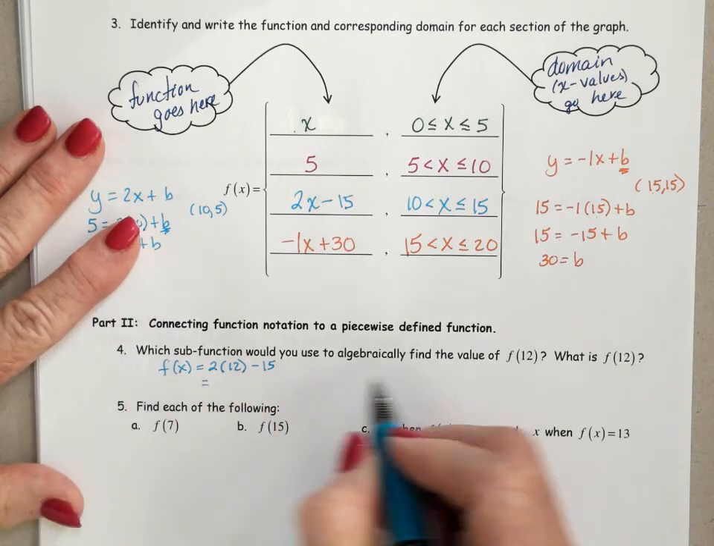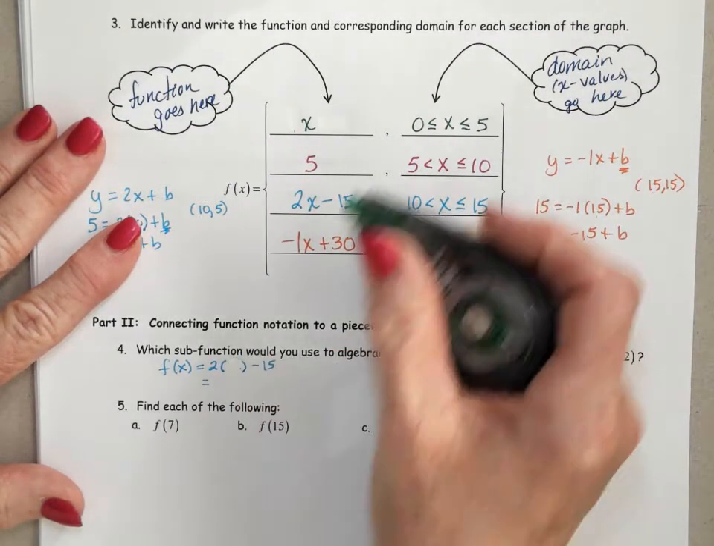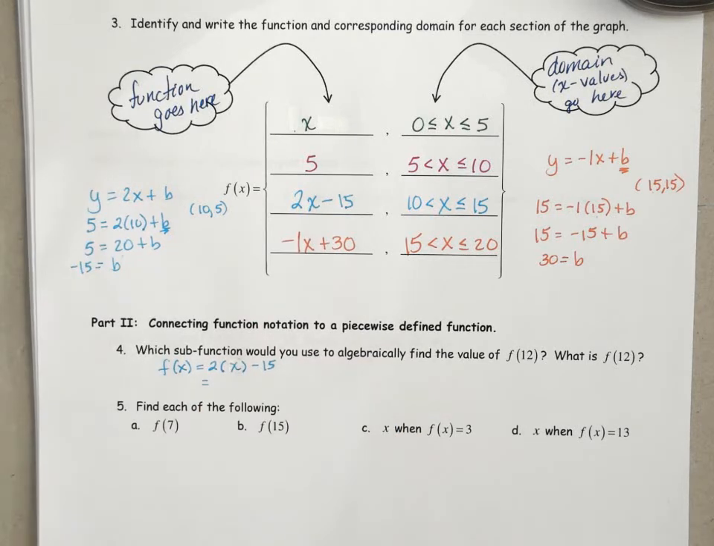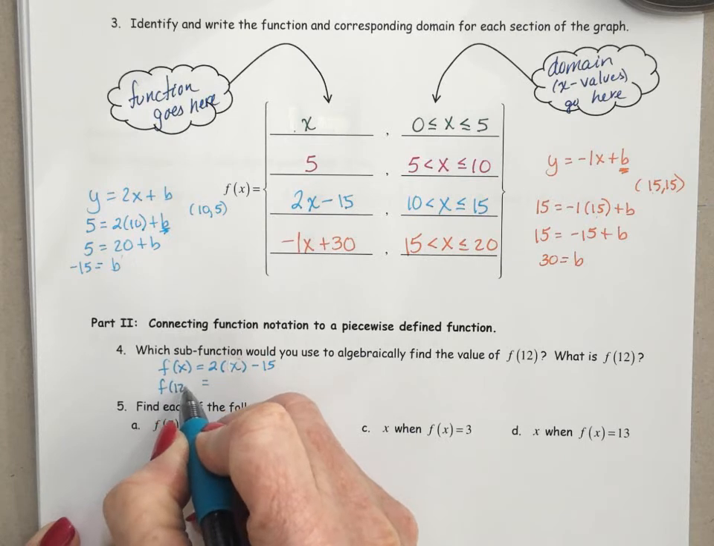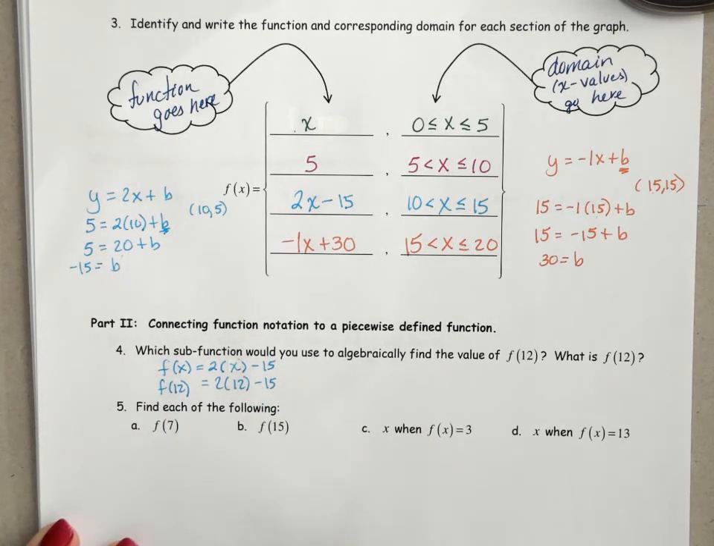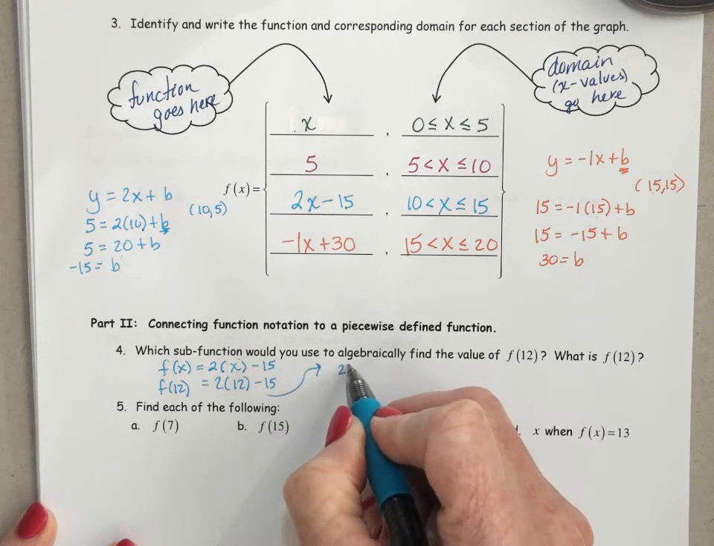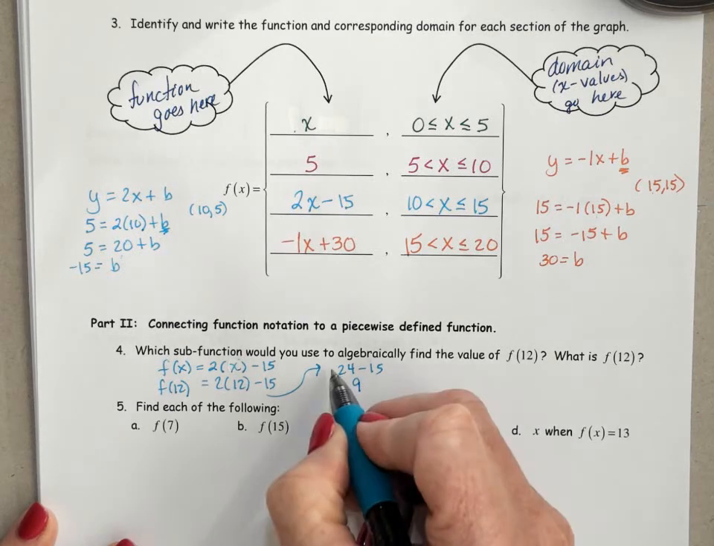Oops, I should have said which piece. I should have written an x here, I'm sorry. f of x equals 2x minus 15. Now find f of 12. So 2 times 12 minus 15, which is 24 minus 15, or 9.